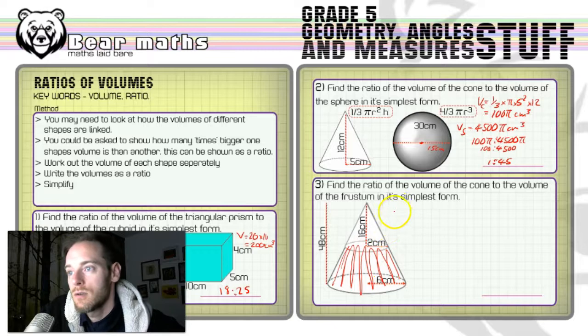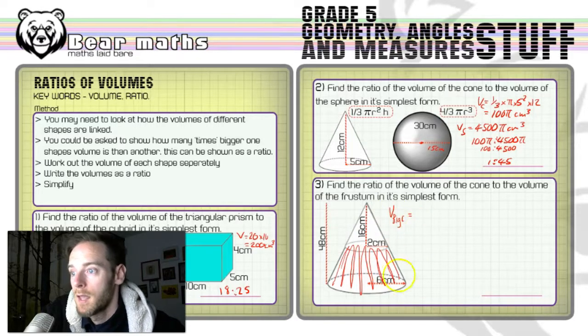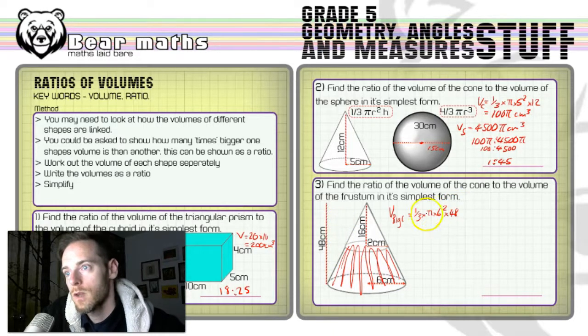To do the volume of a frustum, you need to work out the volume of the big cone, work out the volume of the small cone, and then take the volume of the small cone away from the volume of the big cone. You are then left with the volume of the frustum. So the volume of the big cone equals, and again we would get given the formula for it, 1/3 multiplied by pi multiplied by the radius of the big one, which is 6 squared, multiplied by the height, which is 48.